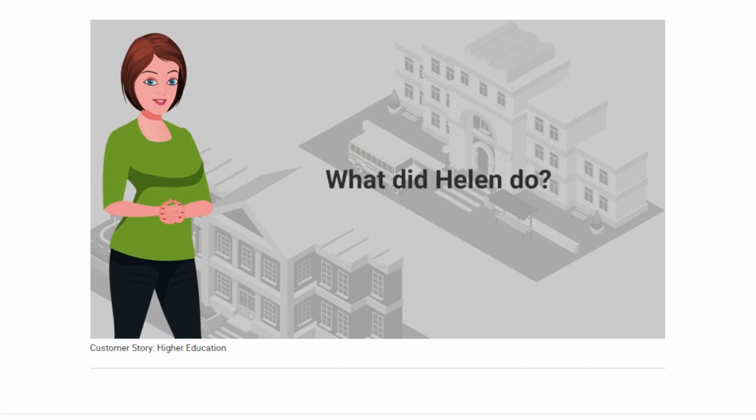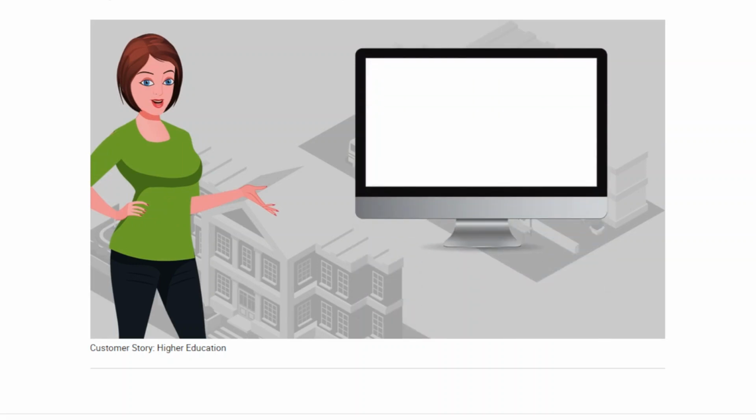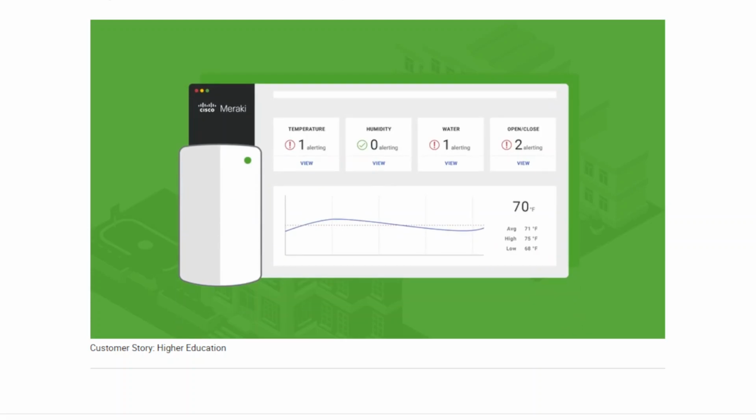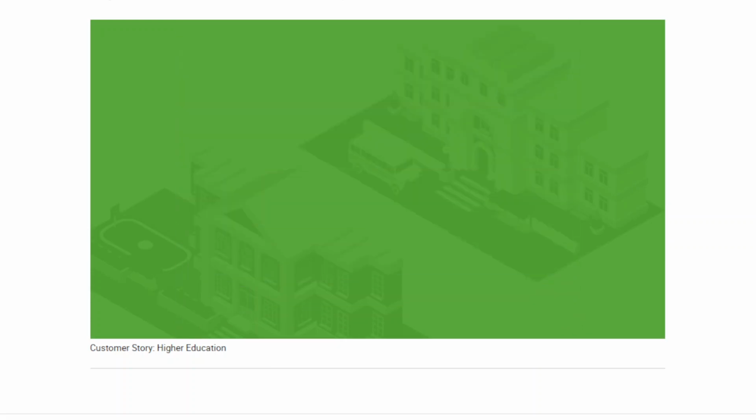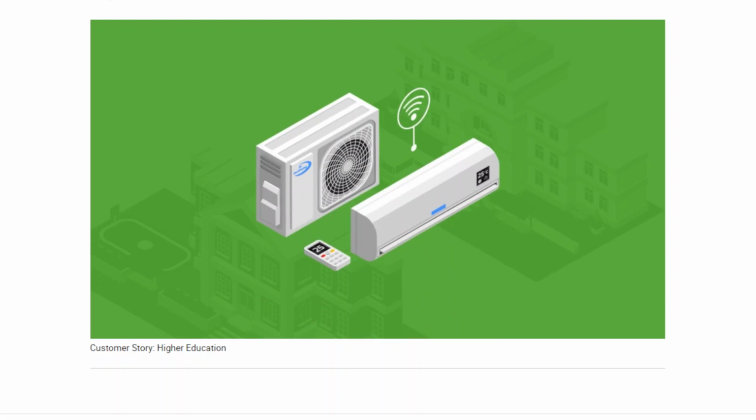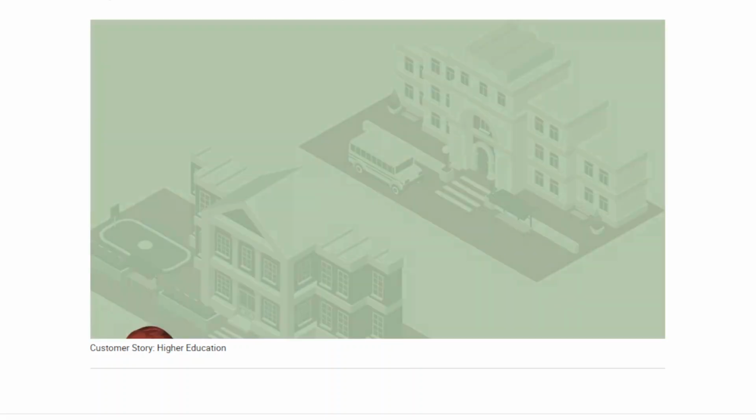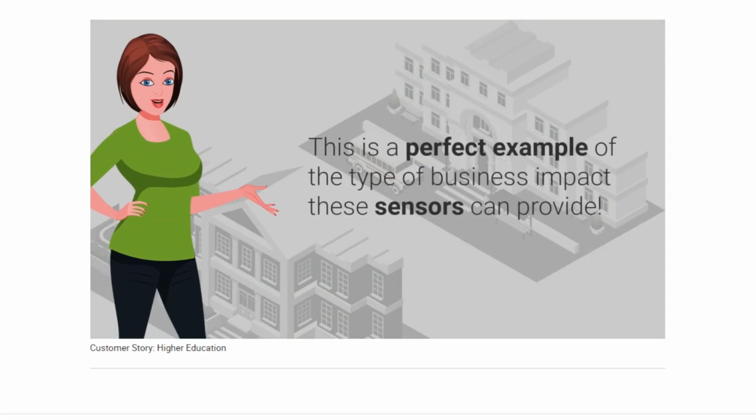So what did Helen do? She added the email addresses of all the members of the IT team, facilities team, and the finance team to their alert profile for all of their MT10 temperature sensors, and within 2 weeks they had a signed purchase order for a new AC system because MT made the problem impossible to ignore. That is a perfect example of the type of business impact that these sensors can provide.